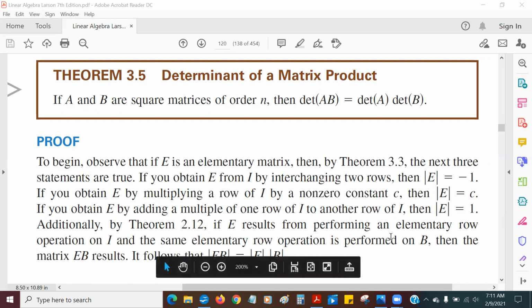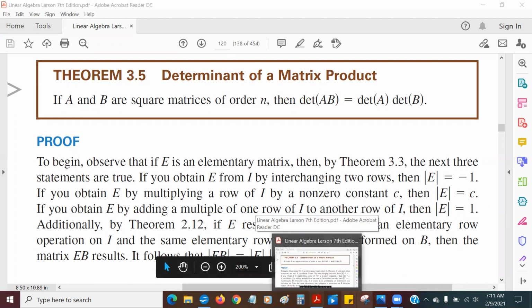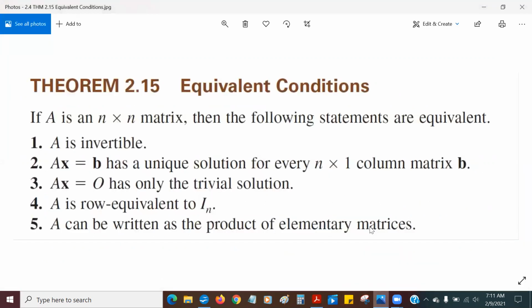Additionally, by Theorem 2.12. Now what is Theorem 2.12, you ask? Theorem 2.12 is right here. Theorem 2.12 told us that if A is an n by n matrix, then the following are equivalent. And number 5 is that it can be written as the product of elementary matrices.